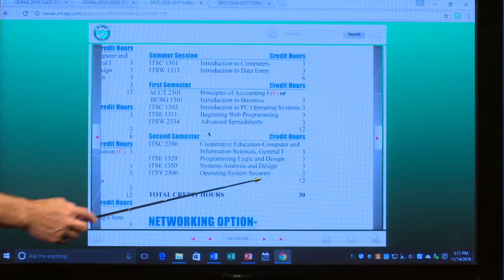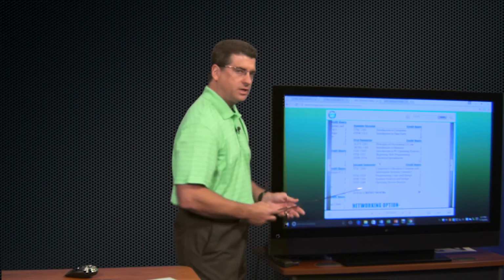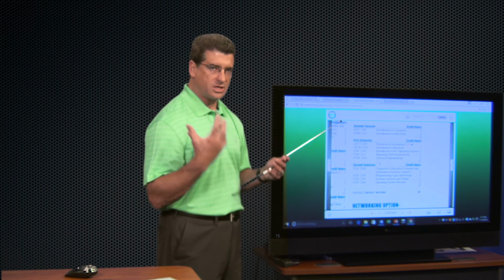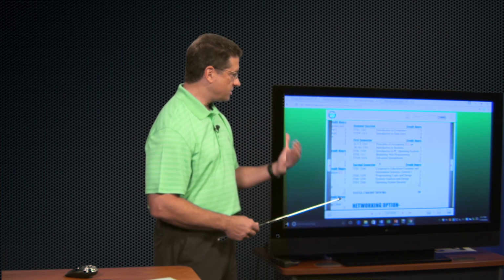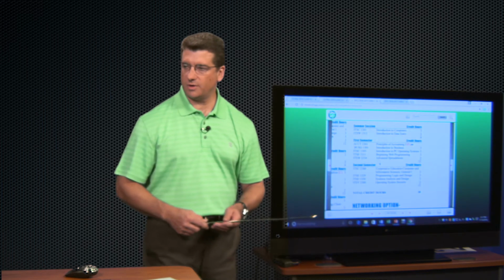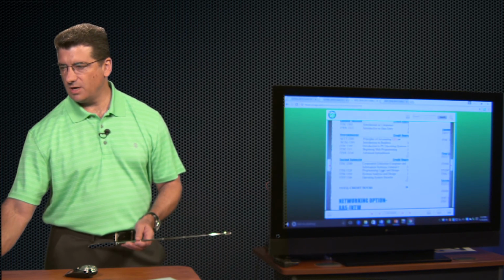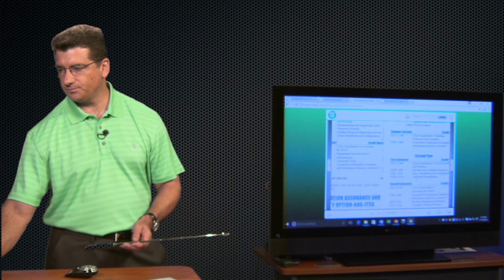Operating system security. We've tried to incorporate security into all of our degree plans, such a hot topic right now. Especially networking security is very, very important right now. A lot of networking jobs on the horizon.